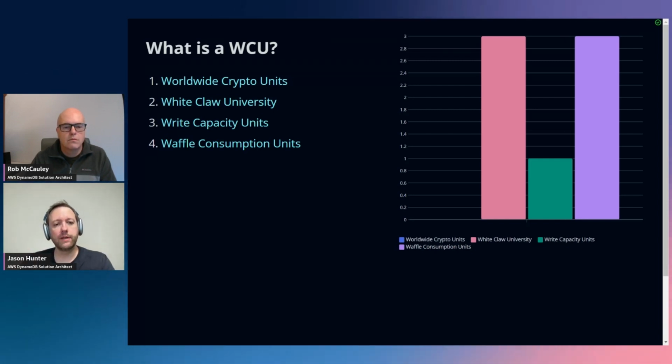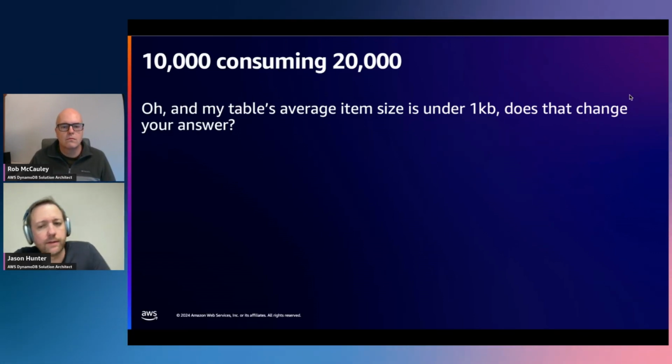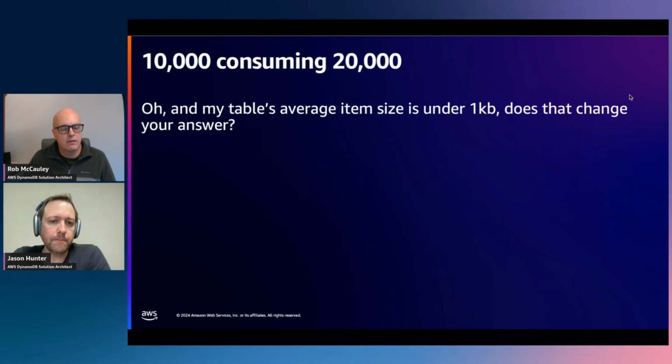What's interesting about it, though, if we go back to the slides, is I looked at the table's average item size and it was well under 1 KB. I thought, well, how does that make any sense? What could that be? I don't know. What do we think?